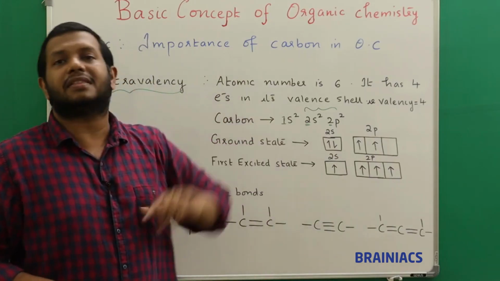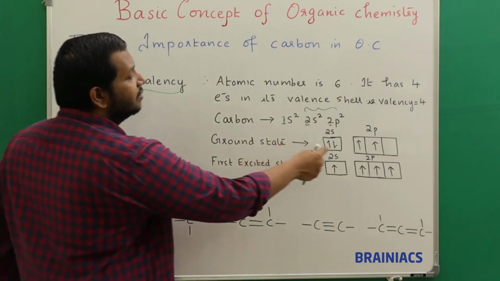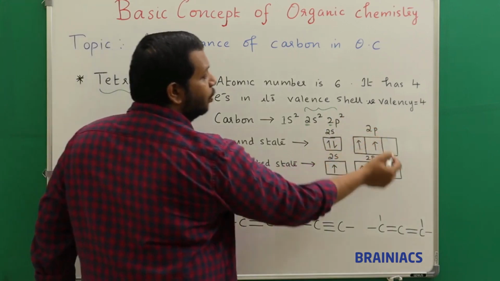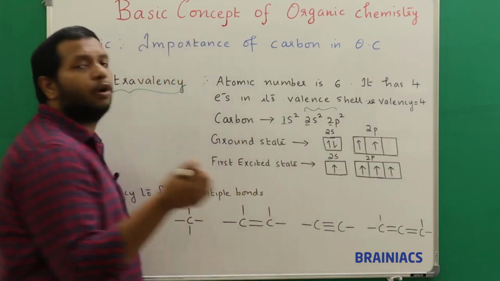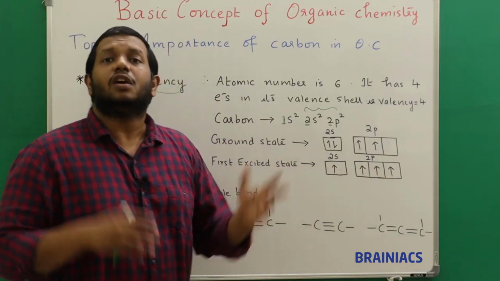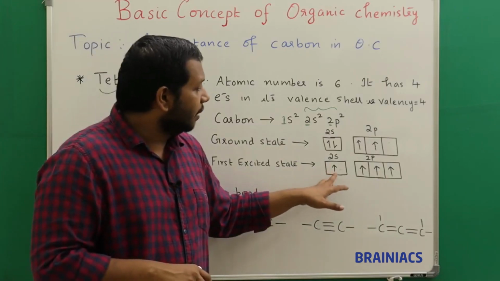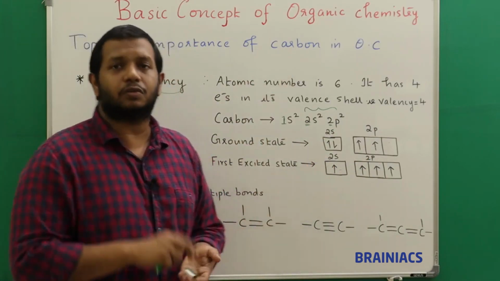But in the excited state, when you provide energy, the electrons in the valence shell jump in such a way as to undergo maximum sharing. So these electrons get excited and go to this orbital. How many orbitals are available for bond formation? One 2s orbital and three 2p orbitals. So it can form different types of hybridization. I will explain those things, don't worry.